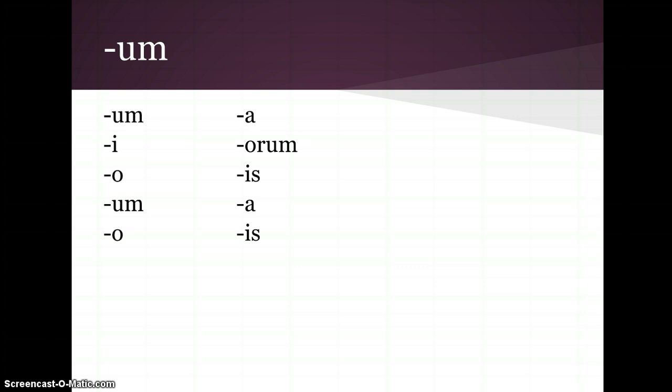The thing to remember with neuters is that the nominative and the accusative, depending on the number, will be the same. As you see, um is the ending for both nominative and accusative in the singular, and a is the ending for both nominative and accusative in the plural.